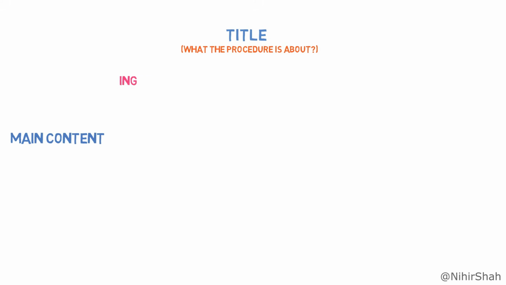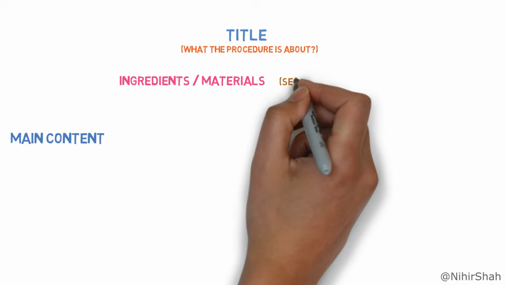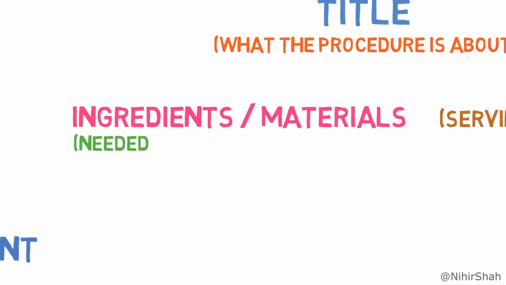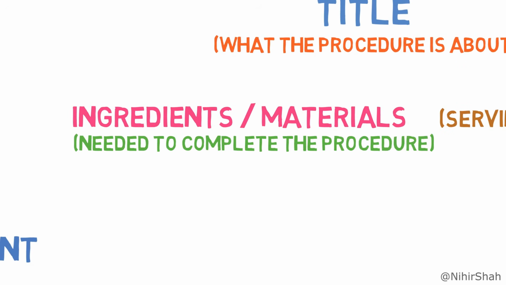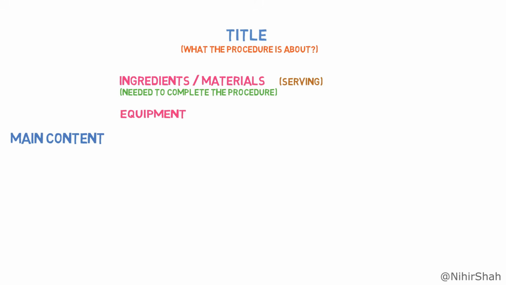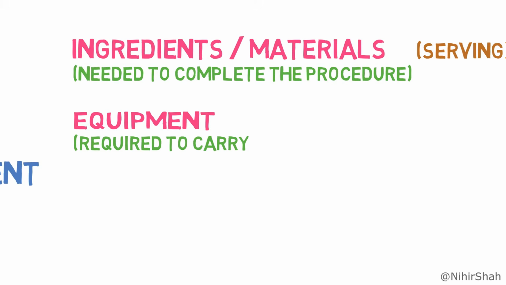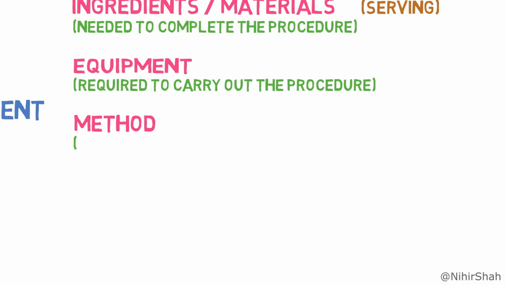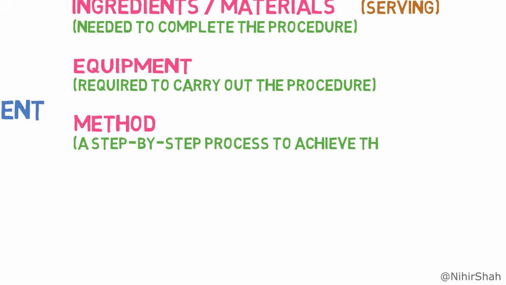Number 1. Ingredients or materials. In this section, we will list all the ingredients or materials needed to complete the procedure successfully. Number 2. Equipment. This part includes a list of equipment required to carry out the procedure. And number 3. Method. This is where we provide a step-by-step process to achieve the goal.